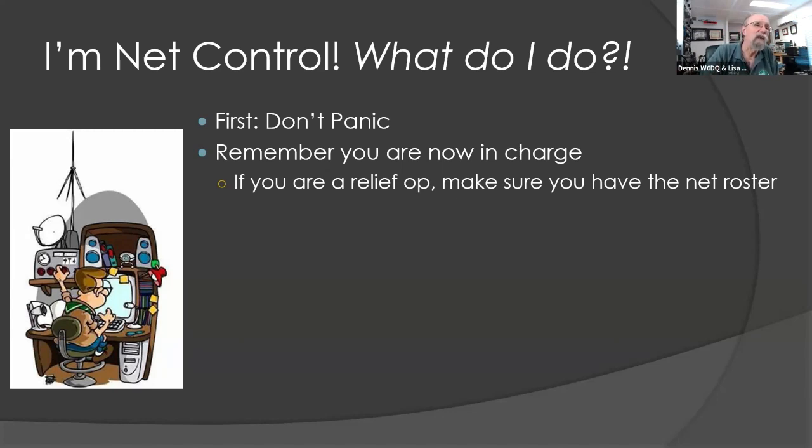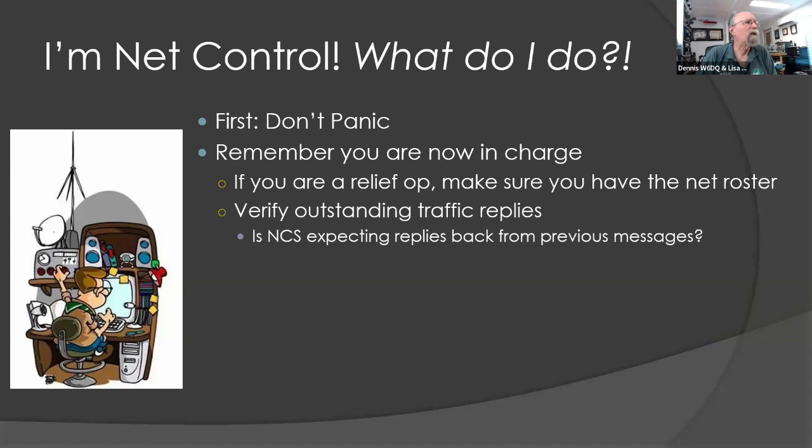You need to know who's on the net, if there's any outstanding traffic, replies, anything that's open items on the net. Know what those are. So in other words, is NCS expecting replies back from previous messages that haven't been answered yet? That should be noted in the log, and the net control operator should be keeping track of that. So he's going to pass that information to you. Any other items? There could be something else going on, like somebody off frequency on another frequency passing traffic. That should be noted in the log so that you know what's going on.